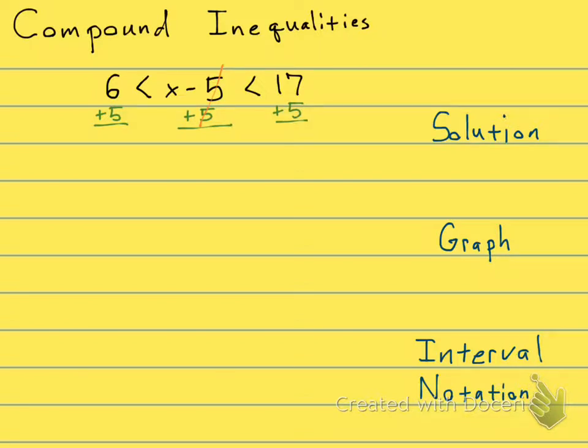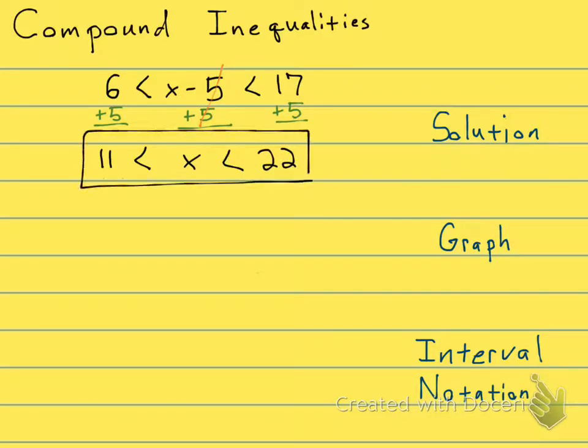6 plus 5 is 11, which is less than x, which is less than, what's 17 plus 5? 22. This is my solution. Let's graph it. I draw my number line. I draw my important points, 11 and 22. And I'm going to shade everything greater than 11 while at the same time less than 22.